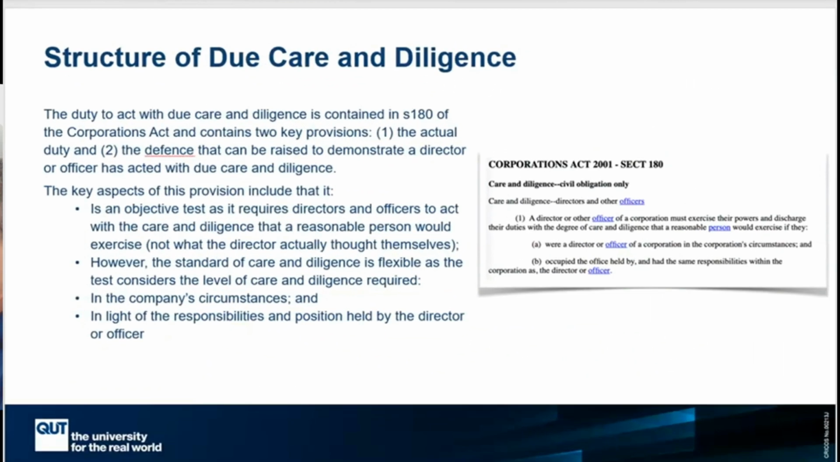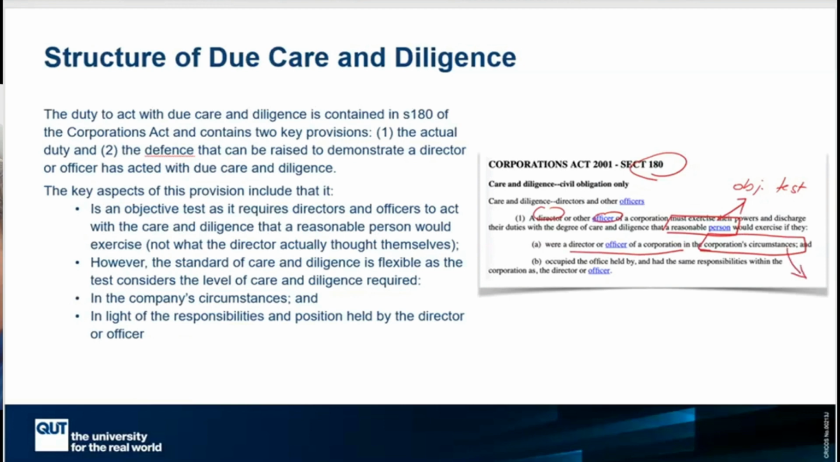So the main provision of acting with care and diligence is set out in Section 180. A director or other officer, so director or officer, must exercise powers and discharge duties with a degree of care and diligence that a reasonable person would. So it's not the level of care and diligence they thought they should. It's what a reasonable person should. So in that sense, it's an objective test. It's a reasonable person test, you'll remember, from your legal studies. So what would a reasonable person expect of a director or officer of a corporation in the corporation's circumstances?